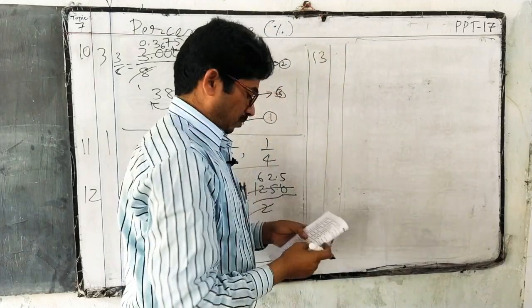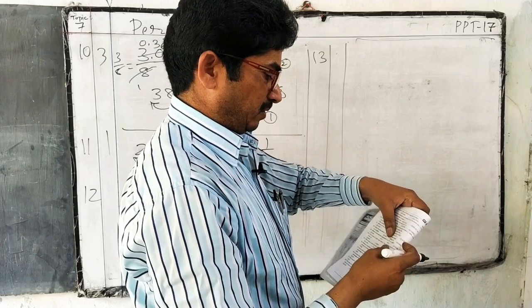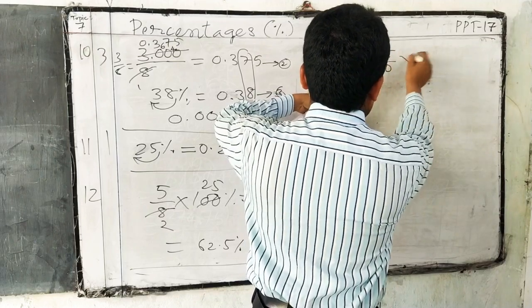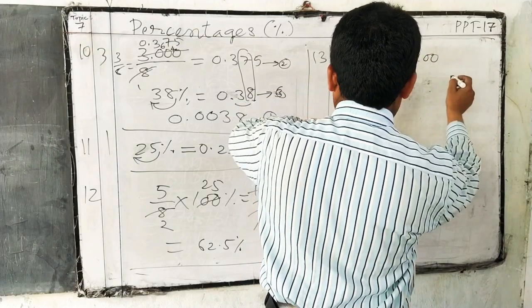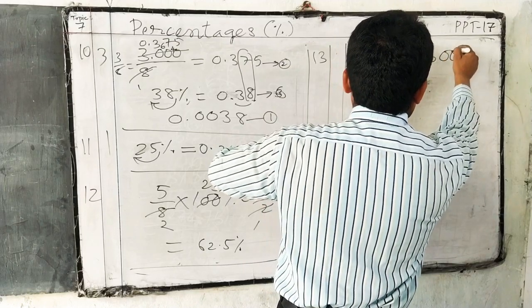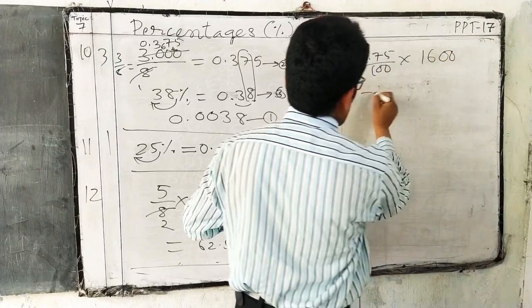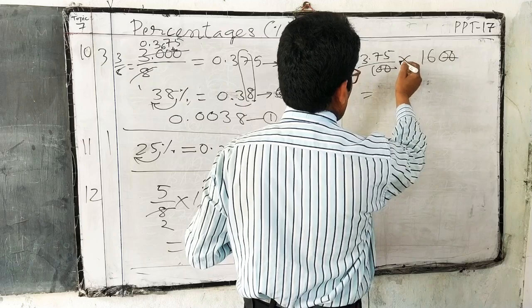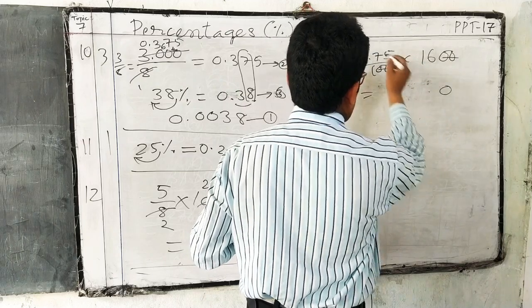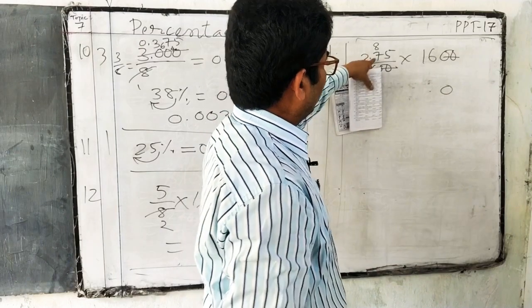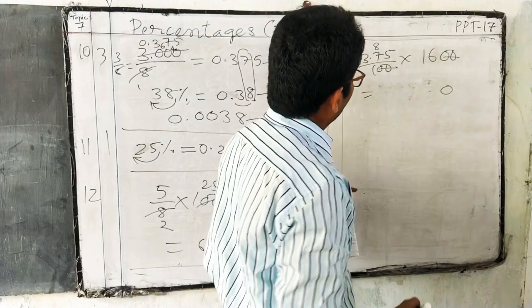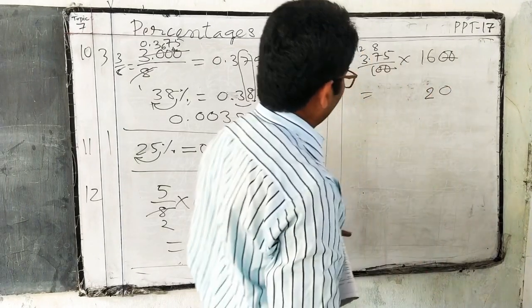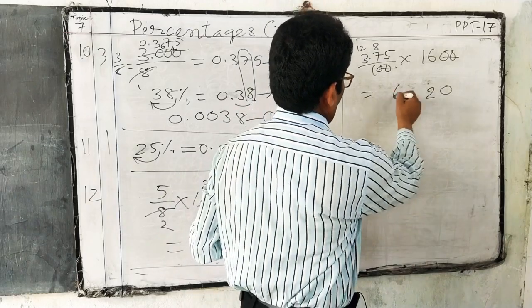13th one, what is the decimal equivalent of 3.75% of 1600? 3.75% of 1600, 2 zeros cancel. 16 5s are 80, 16 7s are 112, 16 3s are 48, 50, 60.